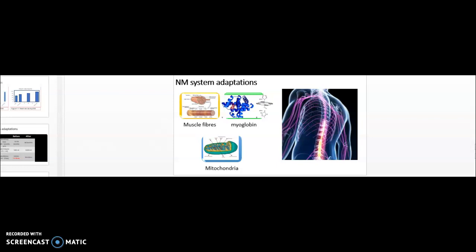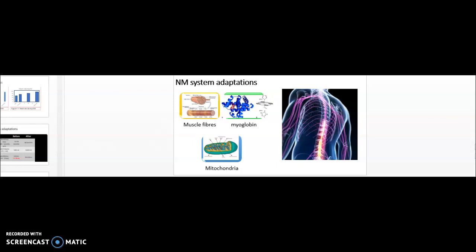In addition, another adaptation that will occur to the neuromuscular system will be an increase in the size and the amount of mitochondria, which will mean the body is able to make more energy. This is due to the fact that the aerobic energy making process, such as the Krebs cycle and electron transport chain, where most energy is made, both take place inside the mitochondria. Therefore, if you have more of these mitochondria, more energy can be made.